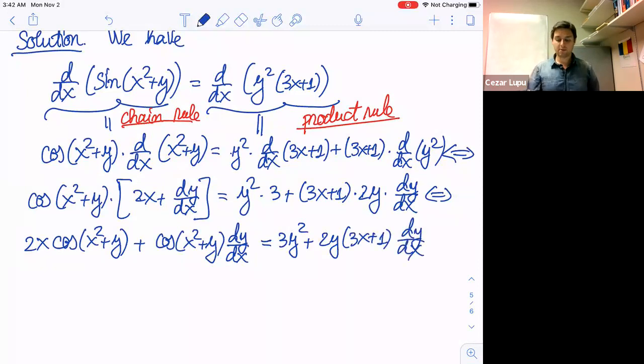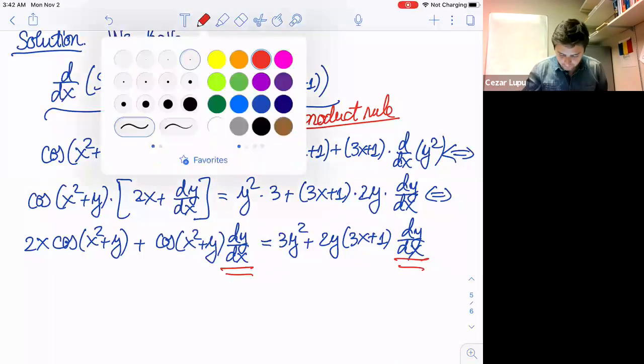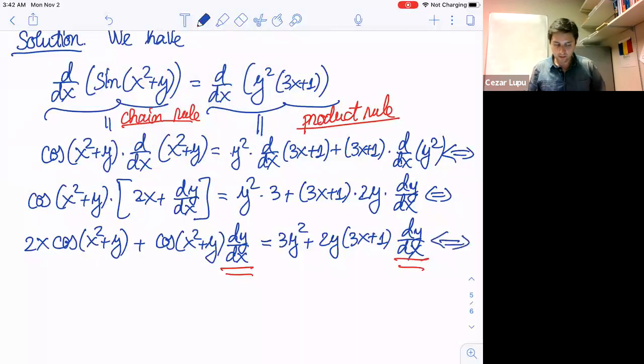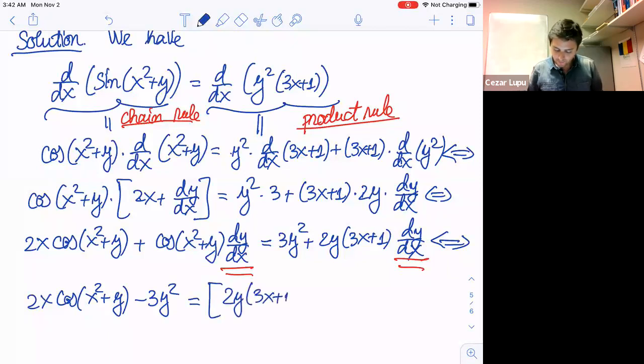And now let's look for terms alike with dy over dx. Look at this guy here, look at this guy here. So we should separate these guys. This will be equivalent with the following. So now let's separate them. We'll have, let's write it in this way, 2x cosine of x squared plus y minus 3y squared. And this will be equal to 2y times 3x plus 1 minus cosine of x squared plus y dy over dx.